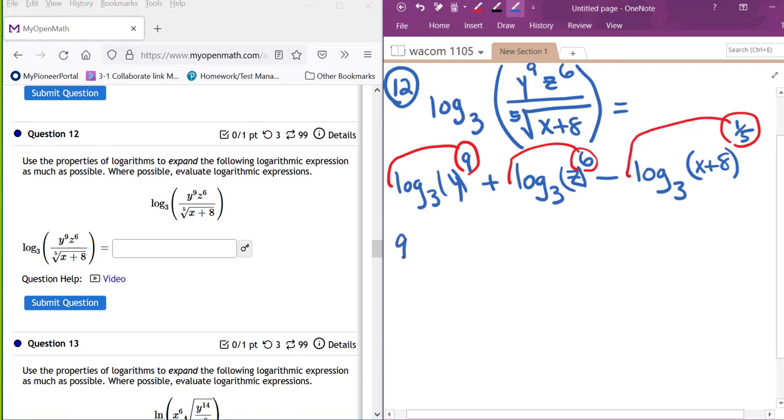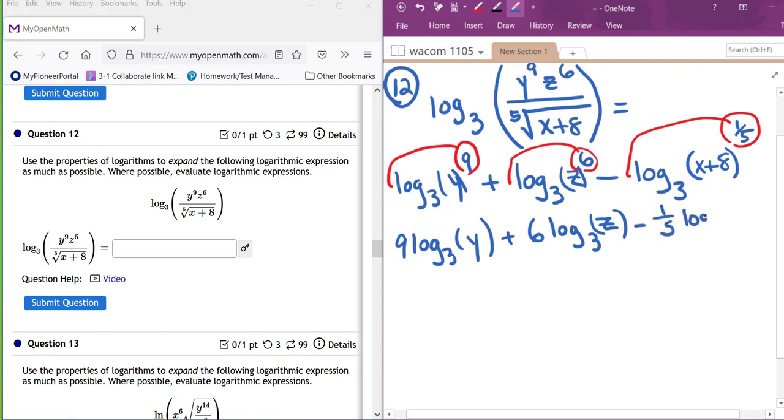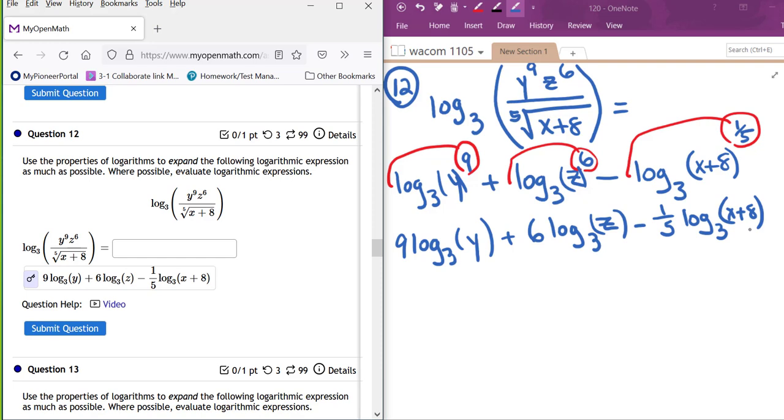So we'll have 9 times the log base 3 of y plus 6 times the log base 3 of z minus 1/5 times the log base 3 of x plus 8. So looks good. There's our answer.